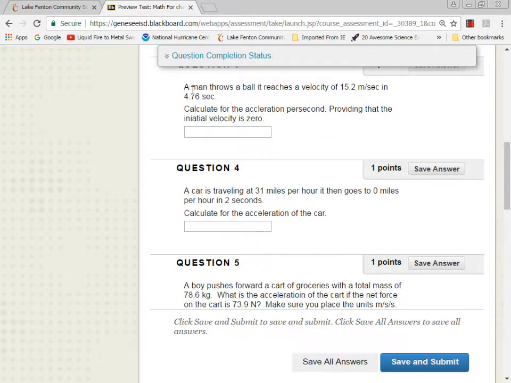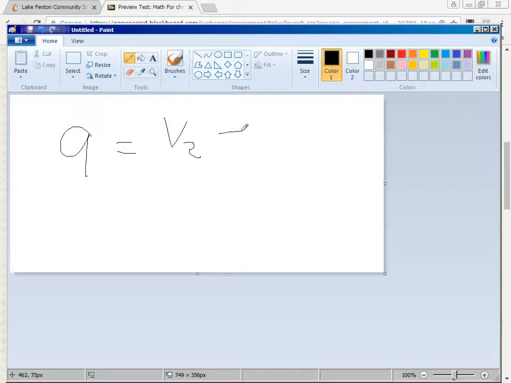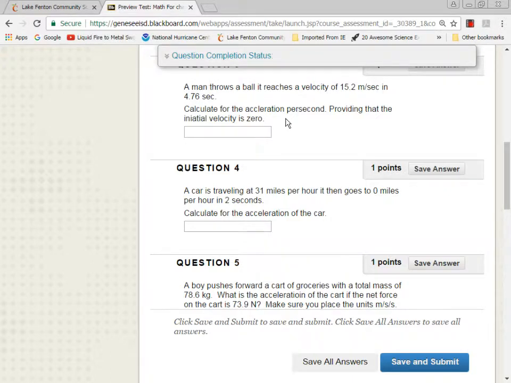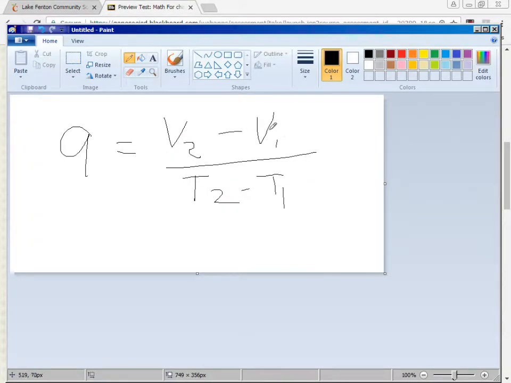This next one is a lot from chapter 11. A man throws a ball, it reaches a velocity in 4.7 seconds. This is acceleration, and acceleration is, if you recall, acceleration equals velocity 2 minus velocity 1 over time 2 minus time 1. Here you've got a velocity and a time. You don't have a v1 or a t1 because it would be 0. A man throws a ball, so its initial velocity and t1 are both 0. So that would just give you v2 over t2.